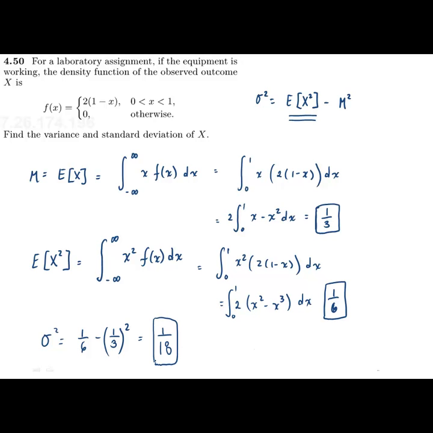What will be the standard deviation? Correct. So the standard deviation is the square root of 1 over 18, which is 0.2357.